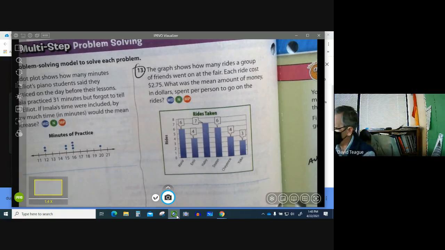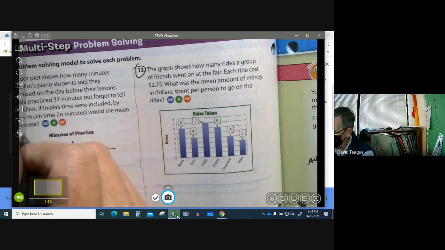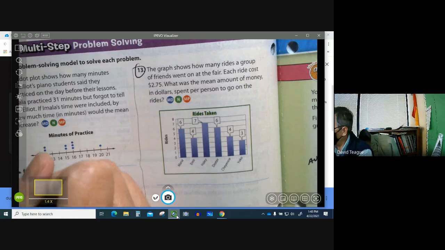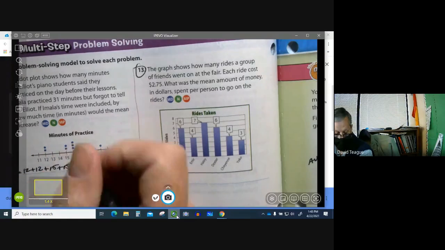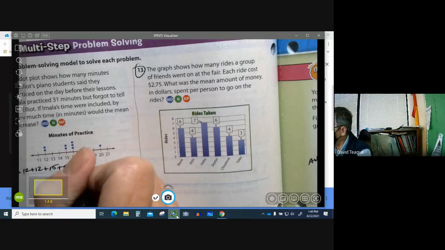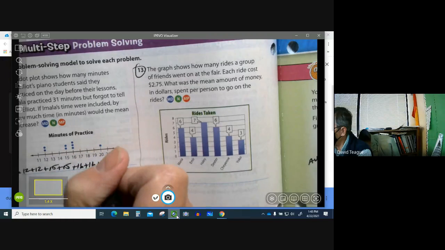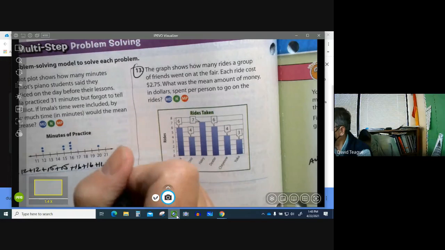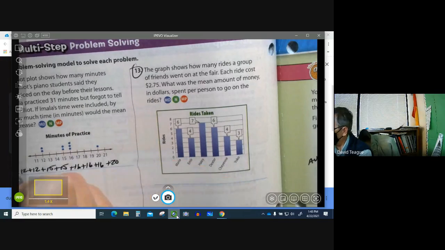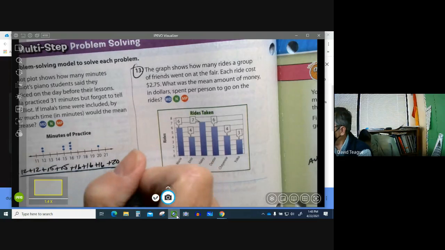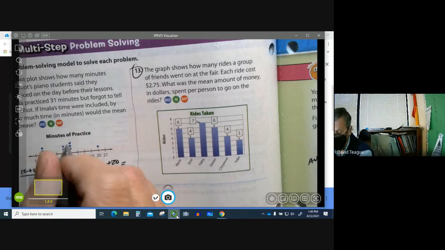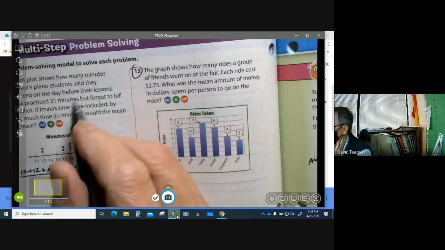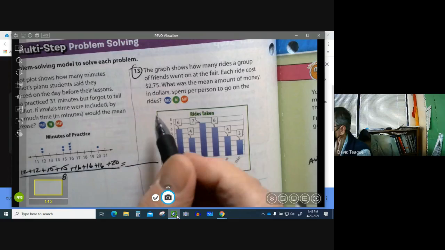So you have 8. If we represent that, that's 12 plus 12 plus 15 plus 15 plus 16 plus 16 plus 16, because we have 3 of those on our dot plot, and 20. We have 20 right here. So we're going to add all those up, and we're going to divide by 8. That's going to give you the mean without Malaya's 31 minutes.